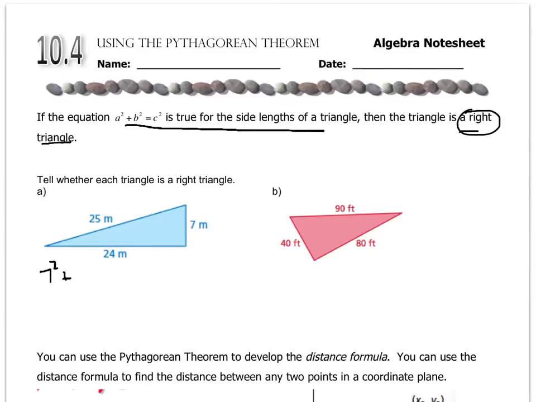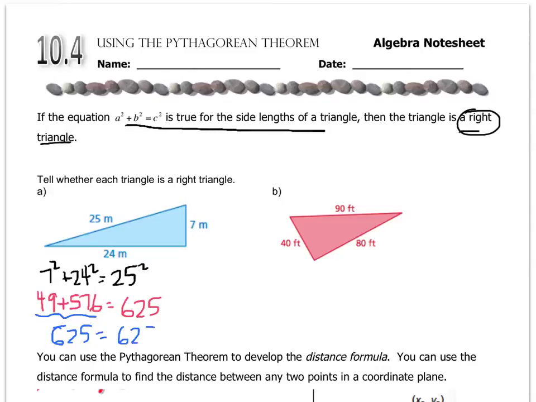7 squared plus 24 squared equals 25 squared. If that's true, then this is a right triangle. If it's not, then it's some other type of triangle. So 49 plus 576 equals 625. 49 plus 576 is 625. So that means that this is, yes, a right triangle.